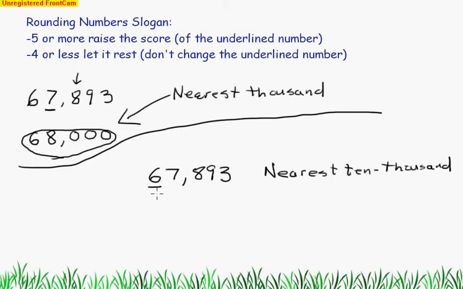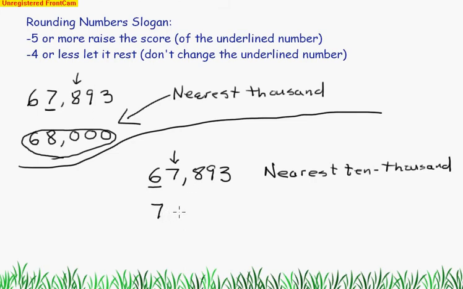And then step 2, I would look at this number to the right, and I like to place an arrow over it, as I said earlier, because it kind of keeps me in check on what I'm using to determine this underlined number. So then I say my rounding slogan. I'm looking at the 7 and I say 5 or more, raise that score. 4 or less, let it rest. Well, the 7 is 5 or more, so I'm going to take this 6, the underlined number, and I'm going to raise it to a 7.